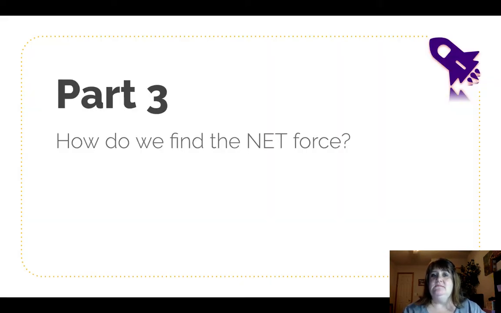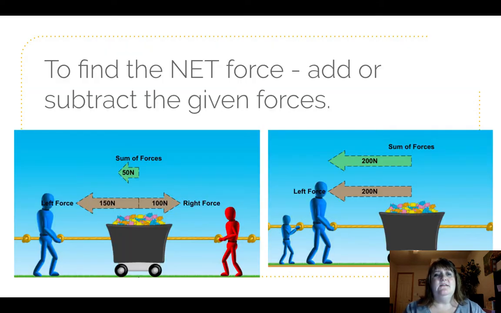Part 3. So how do we find that net force again? Well, to find the net force, you either add or subtract the given forces. In the picture on the left, the blue is pulling to the left with 150 newtons, while the red is pulling to the right with 100 newtons. That's going to give a net force of 200 newtons to the left.